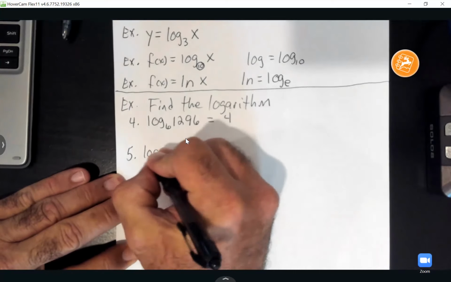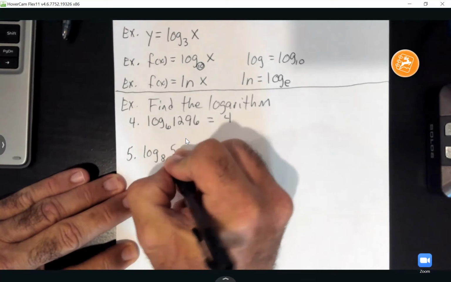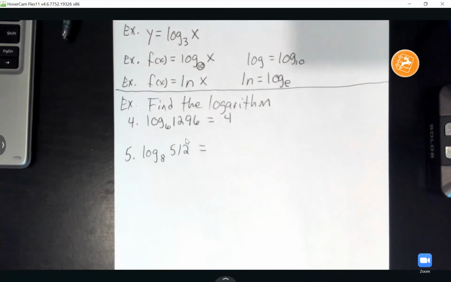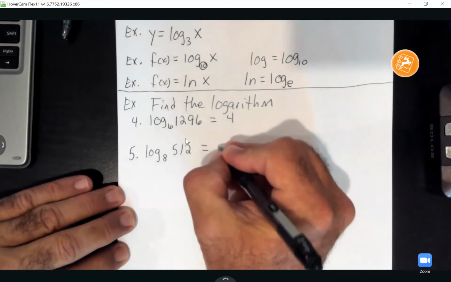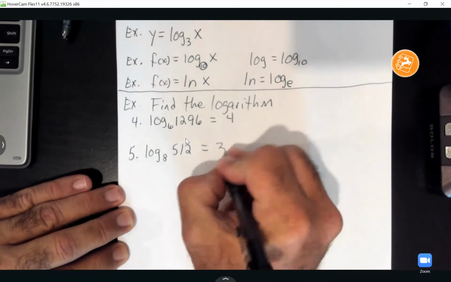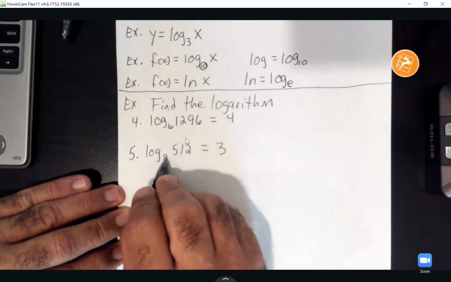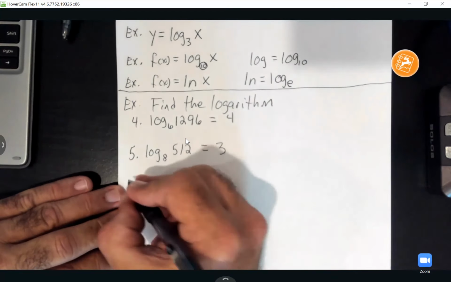All right, y'all, log base 8 of 512. So do y'all want to punch that in and see what y'all get? Any of y'all got a calculator? 3. Yeah, 3. Because 8 times 8 is 64. 64 times 8 is 512.